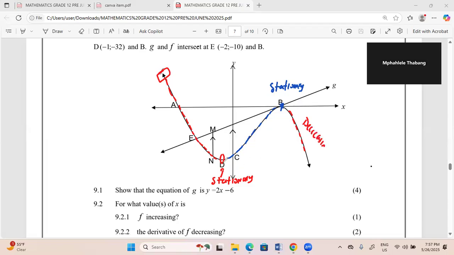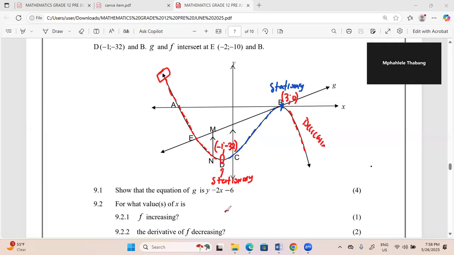What are the coordinates of D? We are told that the coordinates of D is (-1, -32). And we just found the coordinates of B to be (3, 0). So between D and B, between -1 and 3, this is where the function f is increasing.